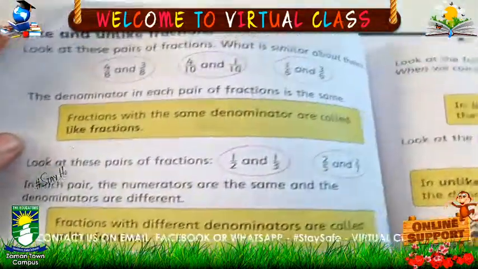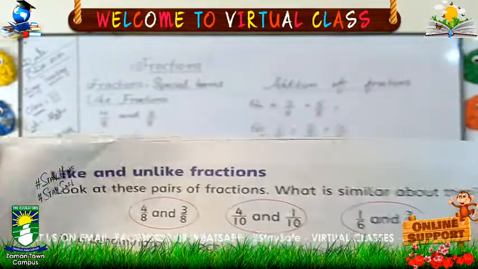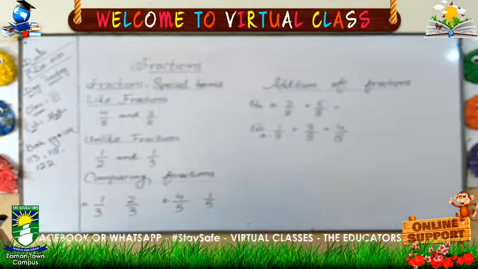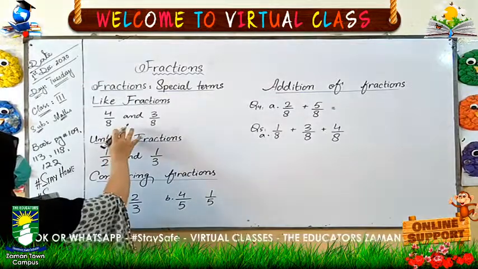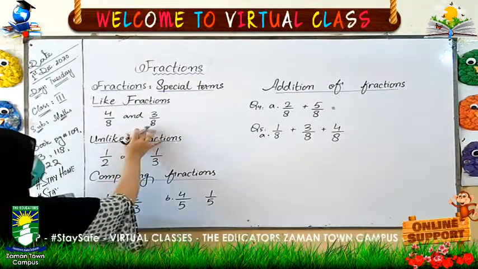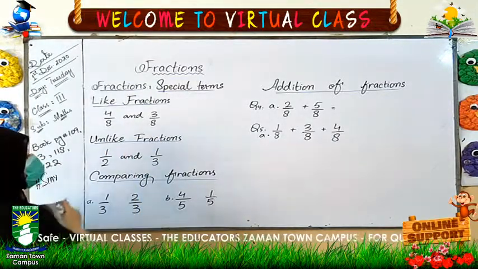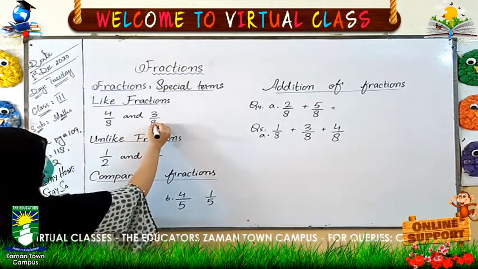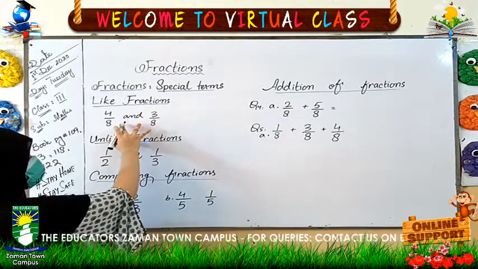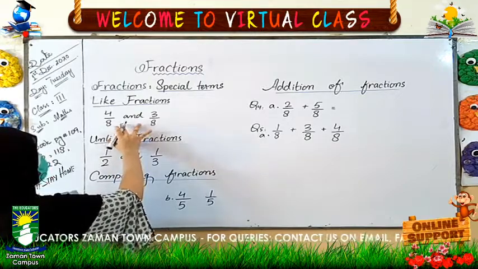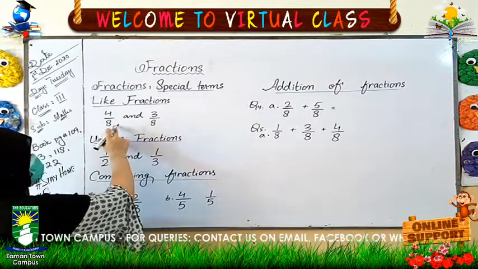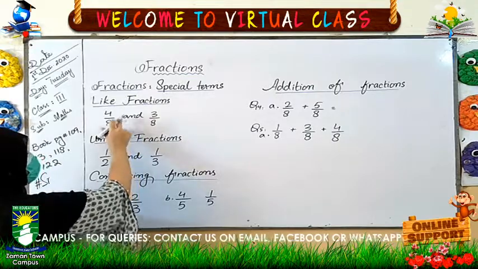Okay? On page number 112, we have like and unlike fractions. Now, look at this pair. What is similar between them? The lower number is similar between the two fractions. So when the denominator, or we can say the lower number, is the same, these are called like fractions. Repeat with me: fractions with the same denominators are called like fractions.